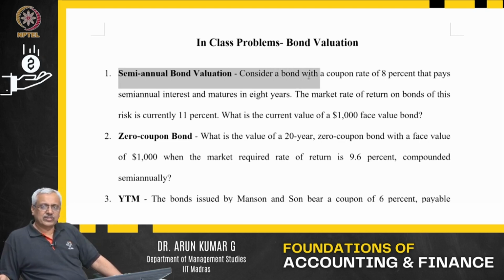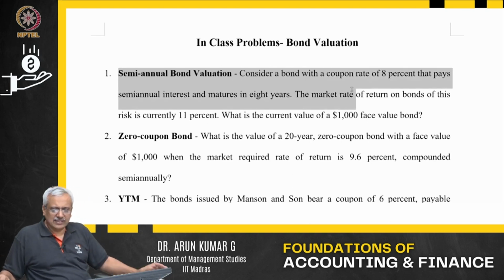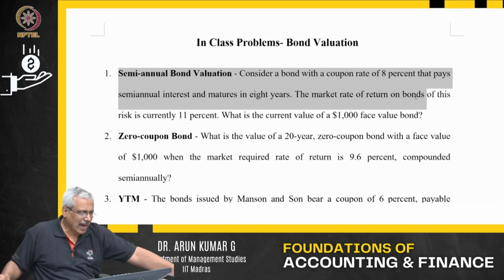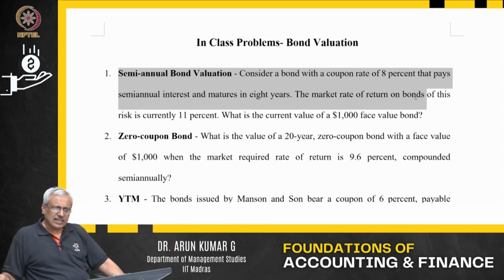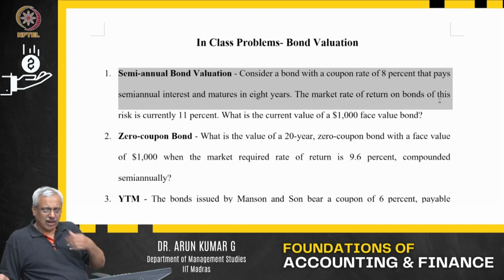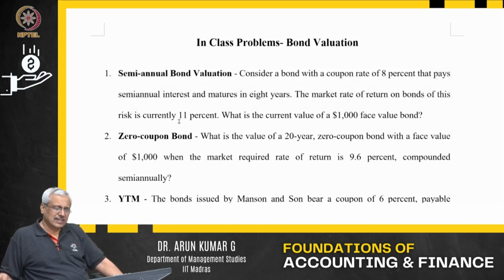I can solve it using Excel, of course. Yes, I can solve it manually also using equations, not a problem. Now let us see semi-annual bond valuation. Consider a bond with a coupon rate of about 8% that pays semi-annual interest and matures in 8 years. The market rate of return on bonds of this risk is currently at 11%. What is the current value of the $1,000 face value bond?